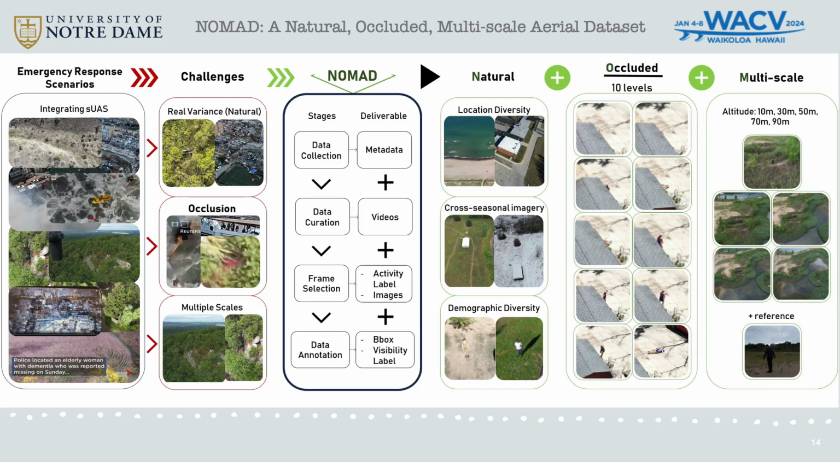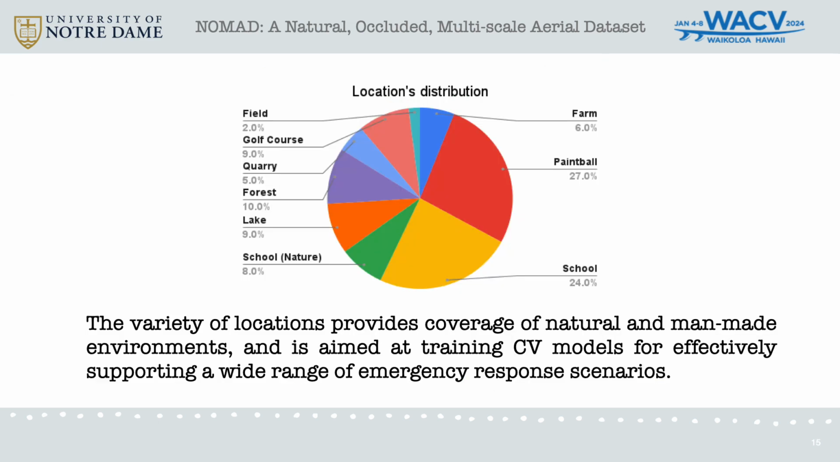NOMAD is built to tackle the natural, occluded, and multi-scale challenges of emergency response scenarios by providing location diversity, cross-seasonal imagery, demographic diversity, 10 levels of occlusion, and 5 different scales plus a reference ground view of every actor. The variety of locations provides coverage of natural and man-made environments and is aimed at training computer vision models for effectively supporting a wide range of emergency response scenarios.